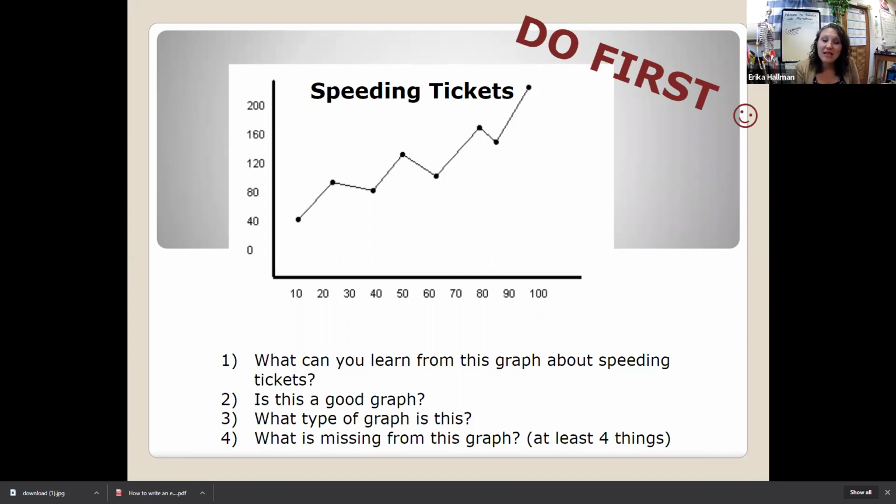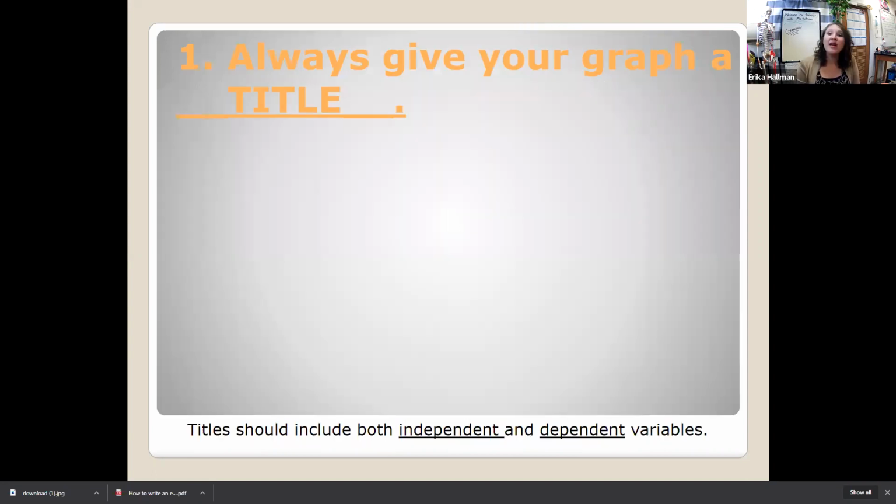All right, so let's dive into this and figure out how we might rework this graph to make it a proper scientific graph. The first thing you always need to remember when graphing here at YSHS is that every graph needs a proper title. Regardless of whether you're in bio class or chemistry class, a proper scientific title should always have 2 things: the independent and the dependent variables.